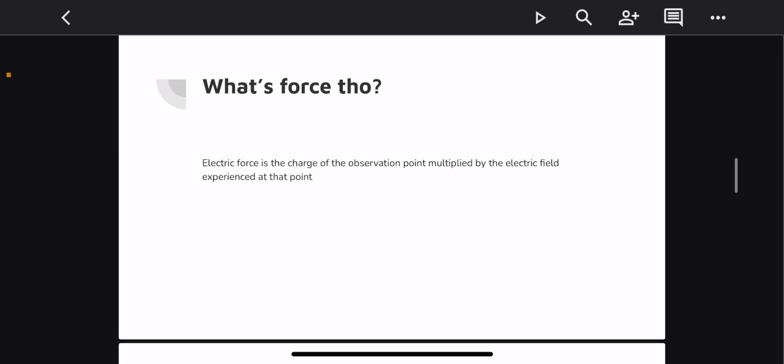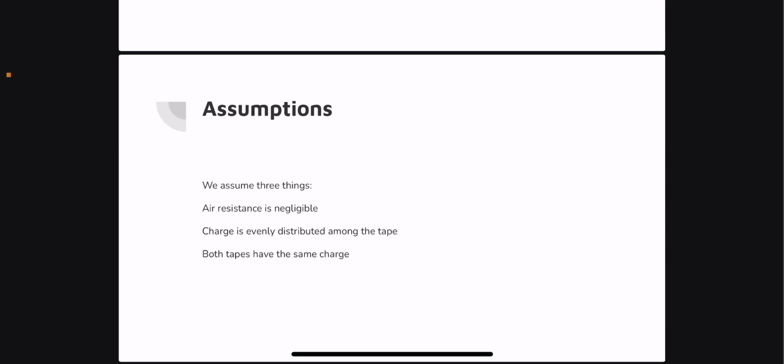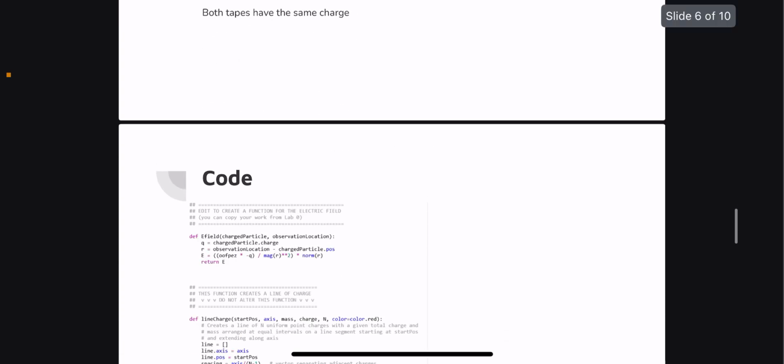And so we take the field, we multiply it by the charge, and we get the force. We're making some assumptions here: that air resistance is negligible, that the charge is in fact evenly distributed among the tape, and that both tapes have the same charge.